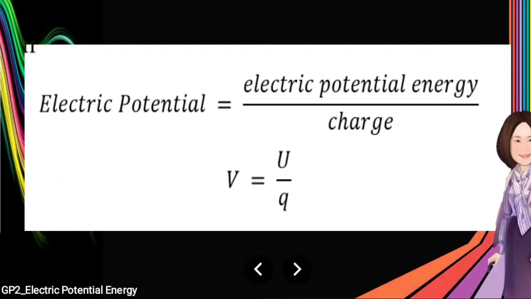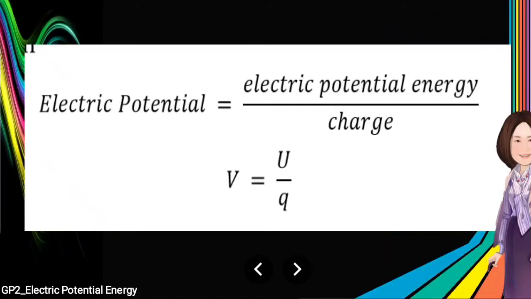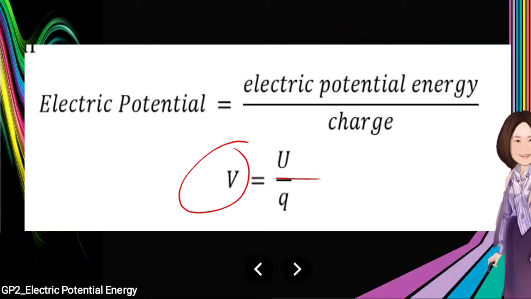This is analogous to the fact that gravitational potential energy has an arbitrary zero, such as sea level or perhaps a lecture hall floor. In summary, the relationship between potential difference or voltage and electrical potential energy is given by V is equal to electric potential energy over charge.